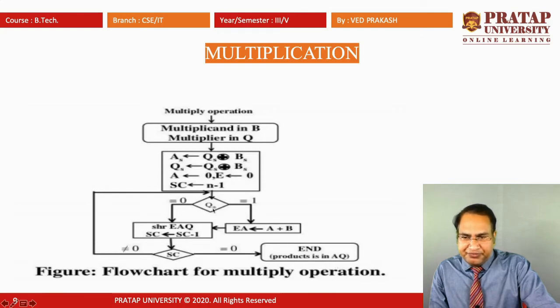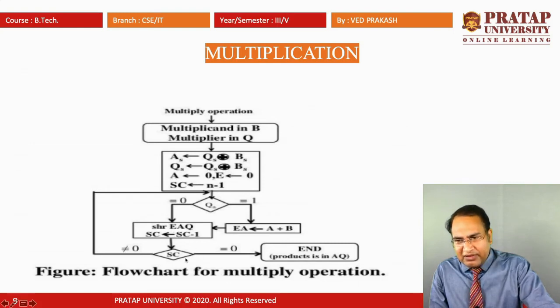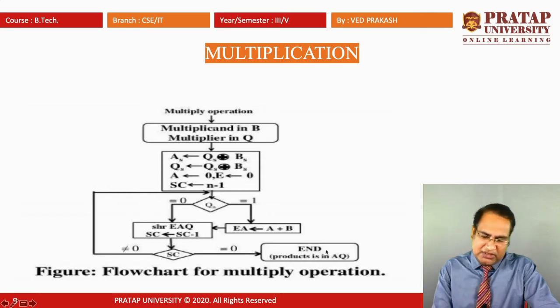If the QS value is 1, in this case we perform the addition operation, and after the addition operation we again shift EAQ and reduce the sequential counter value. If the sequential counter value is not equal to 0, then we repeat the process, otherwise we stop the process.